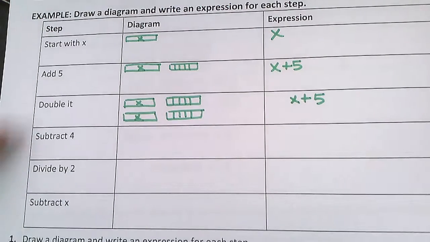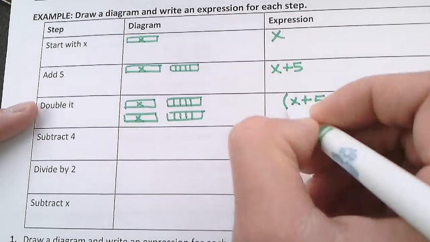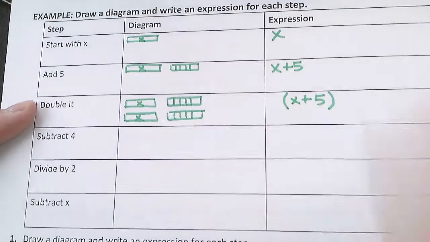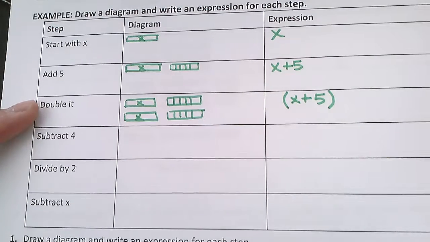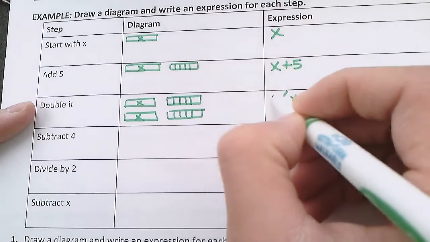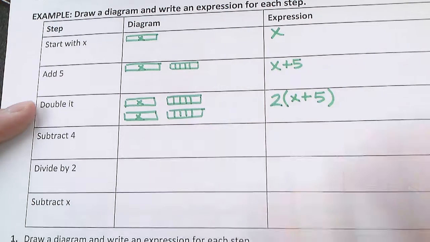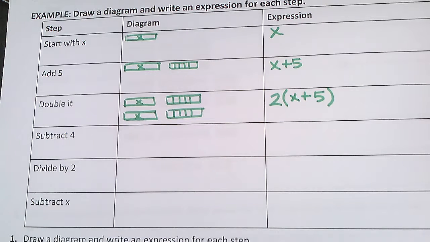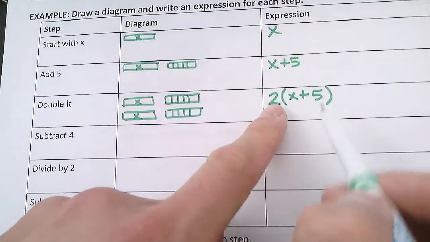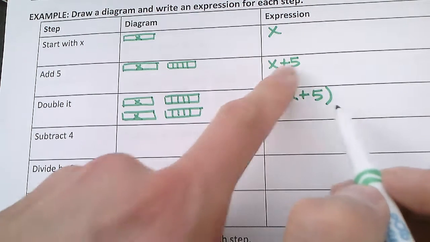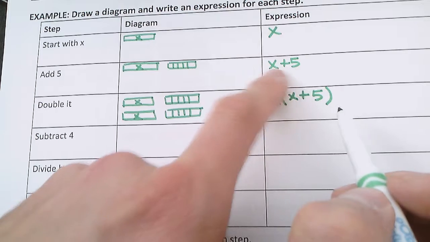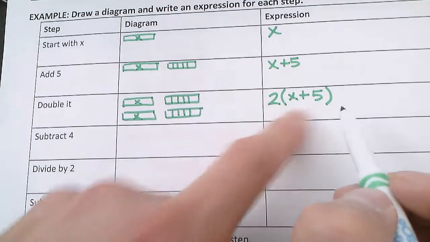right? But then we doubled it. So we took all of this, the quantity of x plus 5, so that's what I'm going to put my parentheses around here, and put a 2 to multiply all of this. Okay? So we doubled 2 times our original amount beforehand, which was x plus 5 times 2.